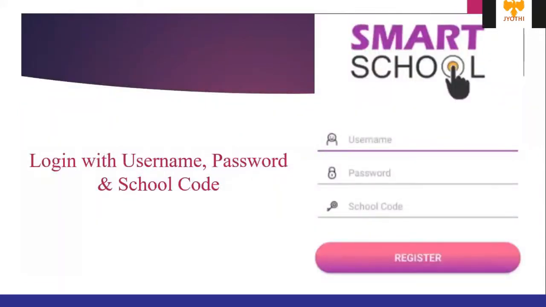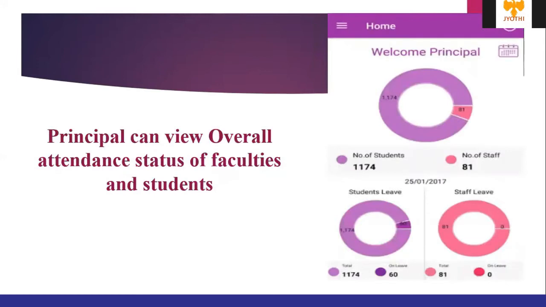This is the login page. This is the principal and teachers app login page. They can enter the username and password with the school code. Every school, as I told you already, has an individual username and password with the school code. After the login, the principal can view the dashboard. In the dashboard, they can see how many students we have in the school, how many staff, teaching and non-teaching. If teachers are entering attendance daily, the principal can view in the dashboard itself how many are absent today.